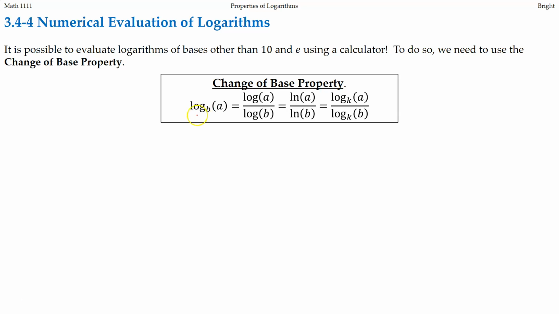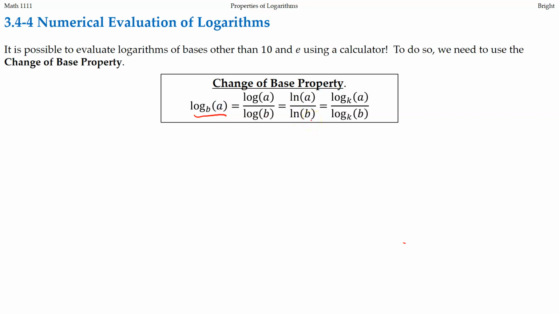So if we have something like log base b of a, we can use this property, and what it says is that we do log of the input over the log of the base. And this log that you have out in front can be the common log, base 10, like we have here. I always use natural log. I don't know why, I just have been programmed to do natural log. So I would do natural log of a over natural log of the base.